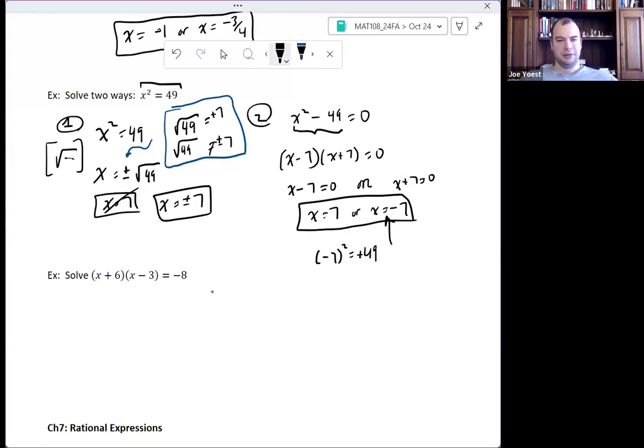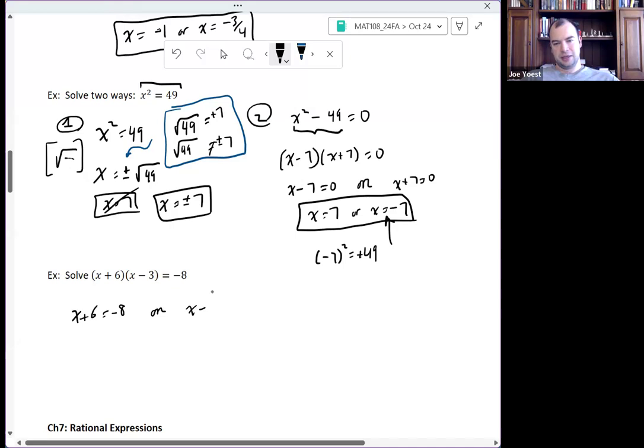Okay, and one last problem in this section. This can be a tricky problem to deal with. If I have something like this, x plus 6 times x minus 3 equals negative 8, I'm really tempted to try to use something like the zero product property here and say x plus 6 equals negative 8, or x minus 3 equals negative 8, and go from here. But I see that this isn't going to work, right? If I just try it, this will be x equals negative 5.